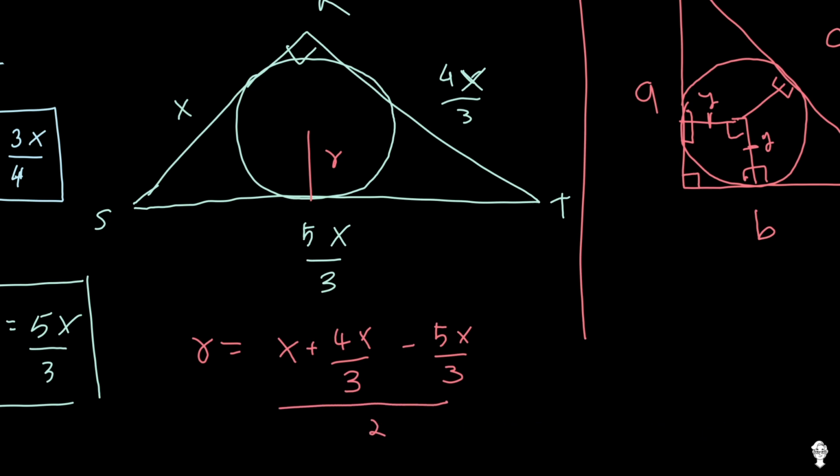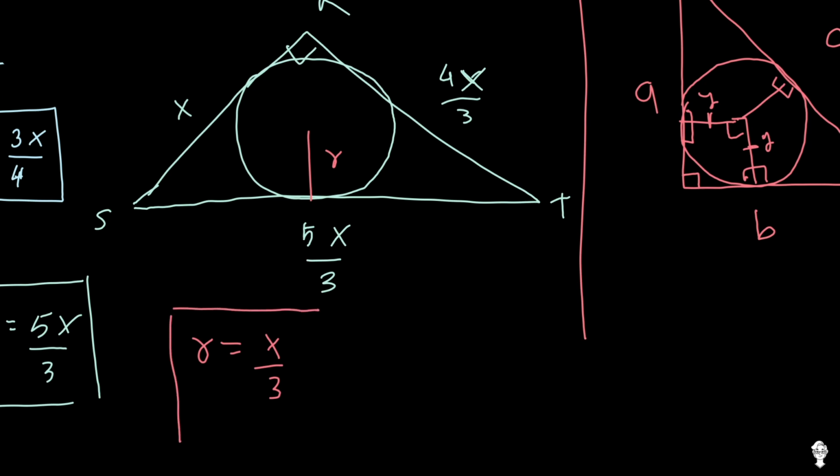So the numerator can be simplified. 4x upon 3 minus 5x upon 3 is negative x upon 3. x minus x upon 3 is going to be 2x upon 3. 2x upon 3 upon 2 is simply going to be x upon 3. So here we have got the radius of the circle in terms of the variable x.